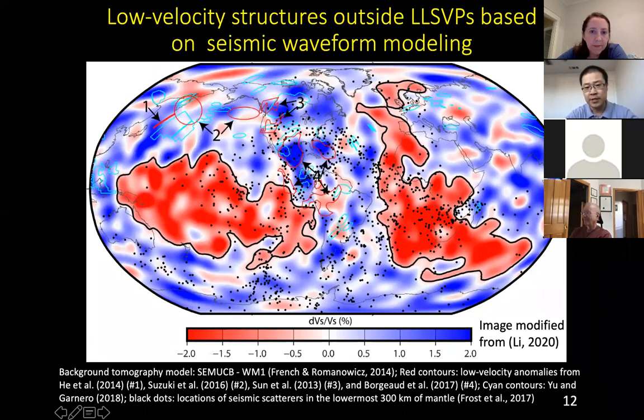So the message I want to convey here is that there are very widespread low velocity structures outside the two large low shear velocity provinces. And this is interesting. And next I'm going to move you towards the top.